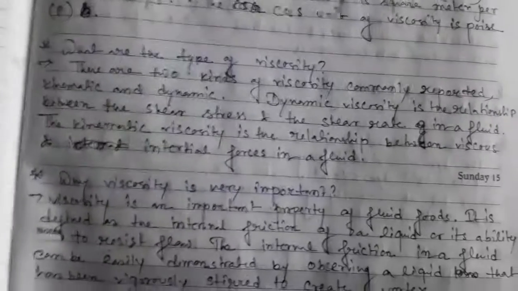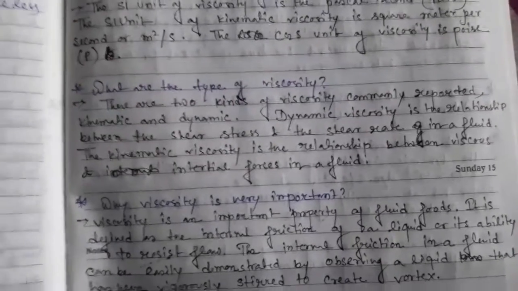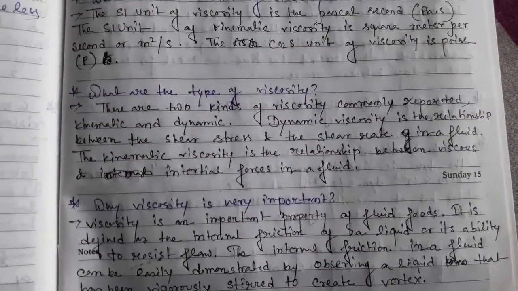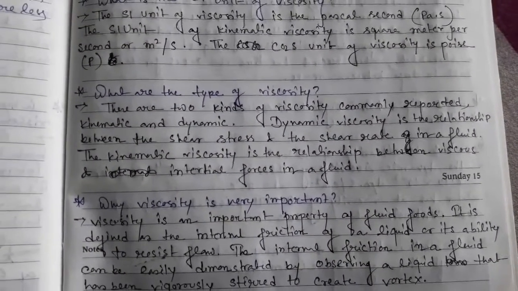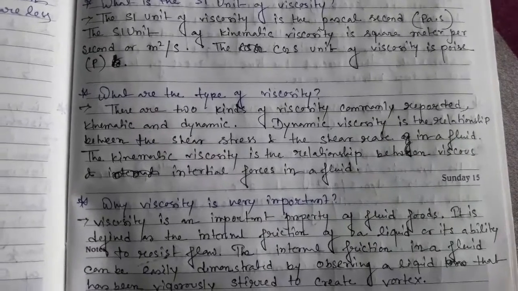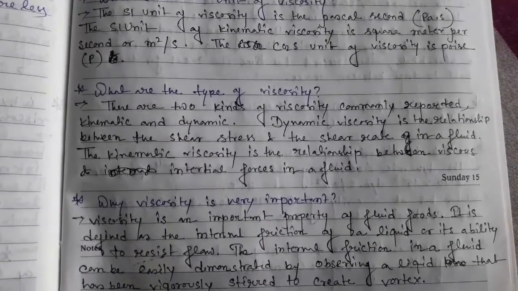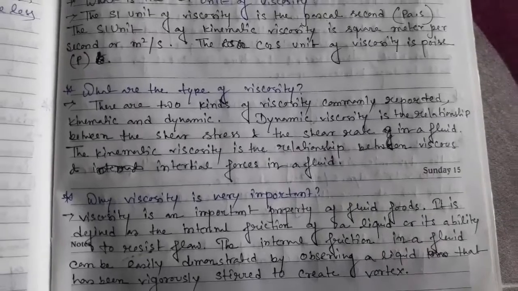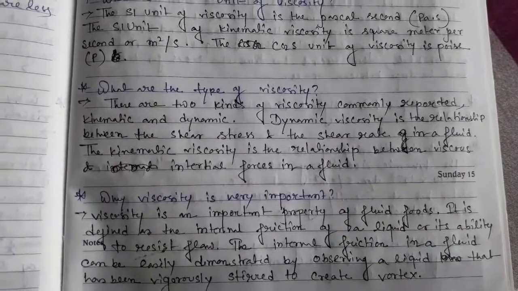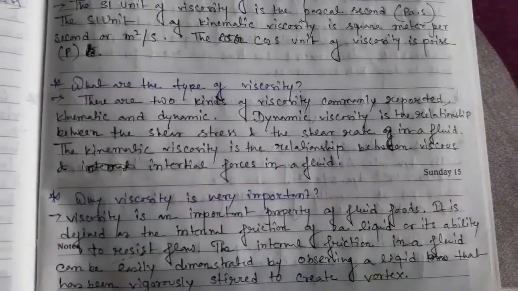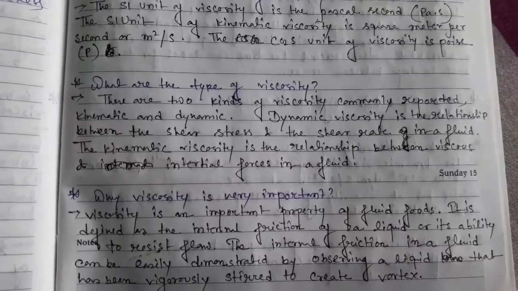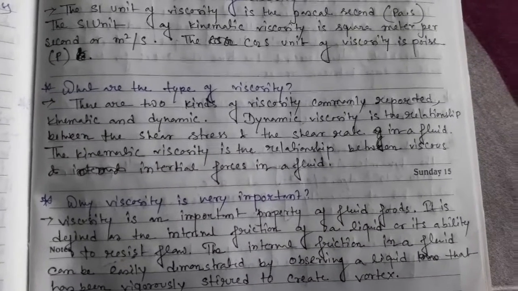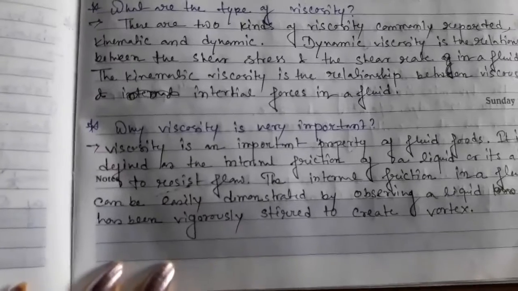Okay. And what types of viscosity are there? There are different types of viscosity available. Two types are available: kinematic and dynamic. Dynamic viscosity is the relationship between the shear stress and the shear rate in a fluid, and kinematic viscosity is the relationship between viscous and inertial force in a liquid.